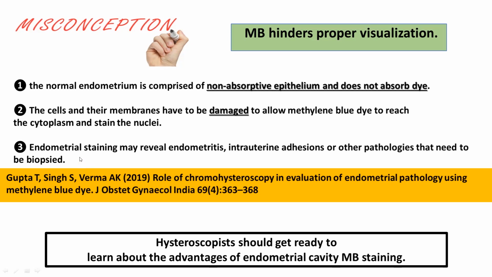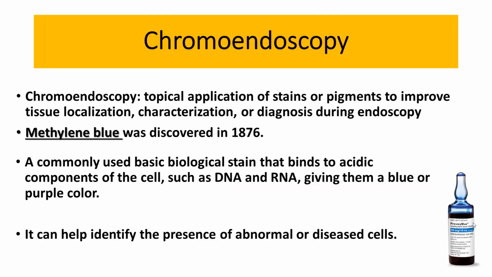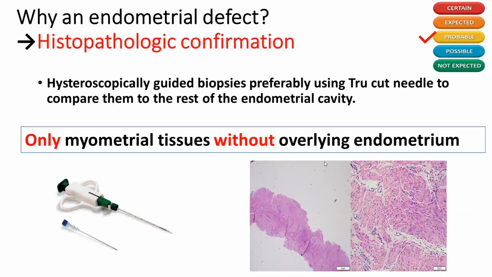The endometrial staining may reveal endometrites, intrauterine adhesions, or other pathologies in addition to defective endometrium that should be biopsied. These are findings of previous studies. So hysteroscopists should get ready to learn about the advantages of endometrial cavity methylene blue staining during the diagnosis, particularly in cases of recurrent implantation failure, recurrent pregnancy loss, or infertility. And this is a concept of chromoendoscopy used by the GIT doctors and other specialties.